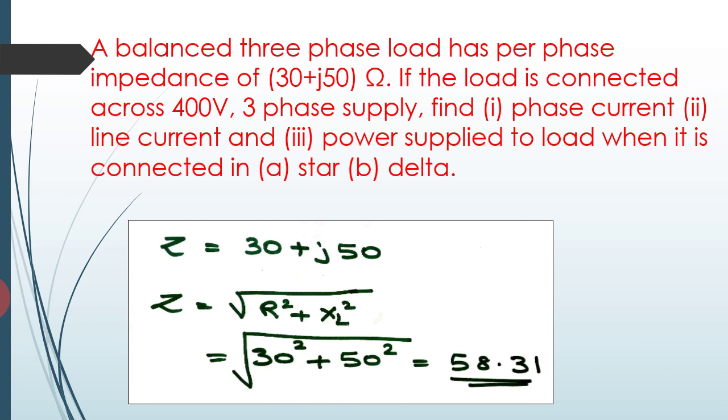Okay. So, the data given here is first is impedance 30 plus J50. From that, we can find Z as root of R square plus XL square, and that is 58.31. Again, we want to find phase current and line current and power for star and delta. First, we can consider the case of star connection.